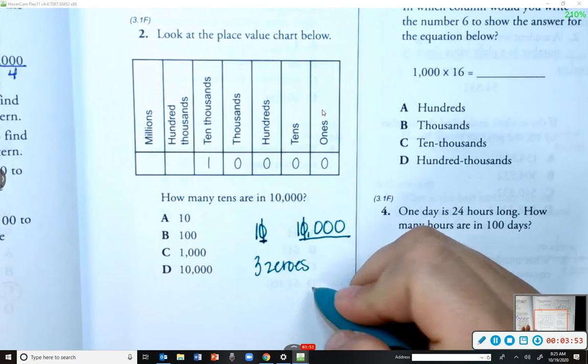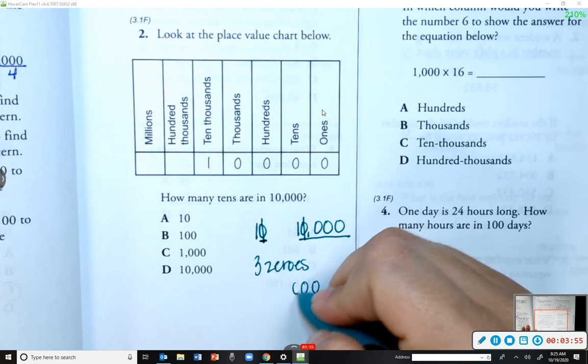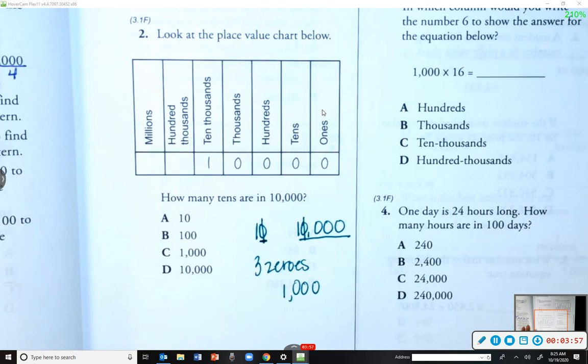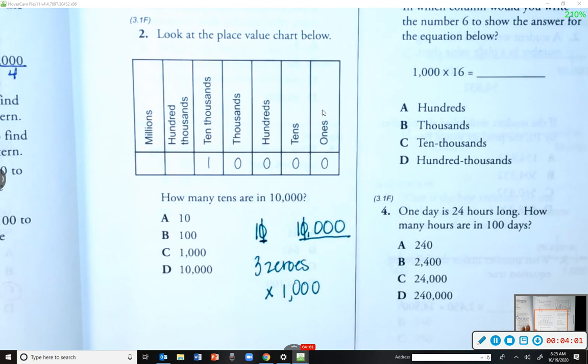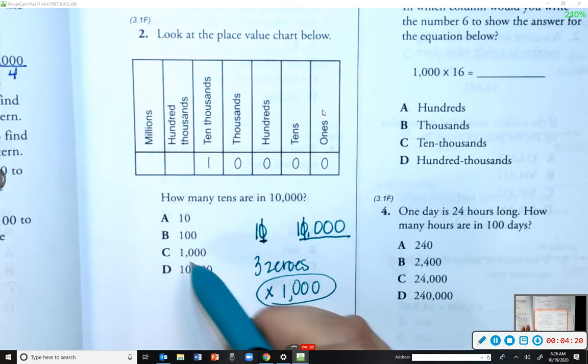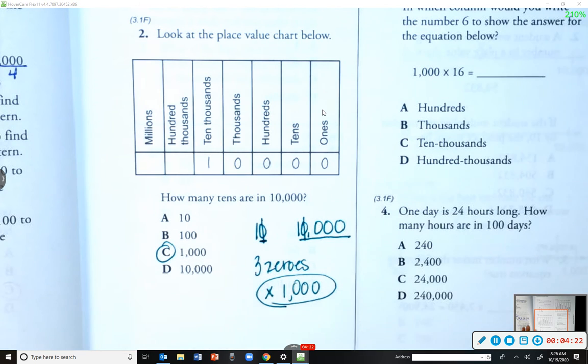Well, let's see. 1, 2, 3, 1,000, right? You multiply by 1,000 to get 3 zeros on the end. Okay? So how many tens are in 10,000? You would say how many? 1,000. So C would be the correct answer.